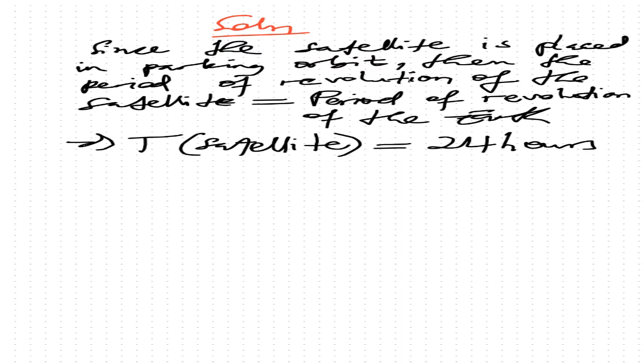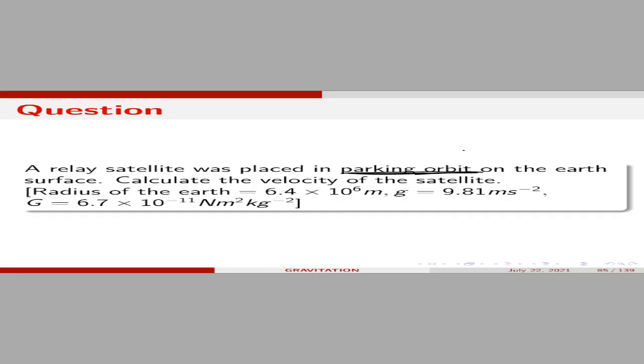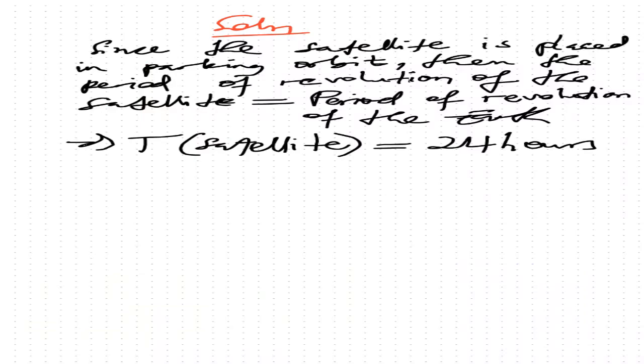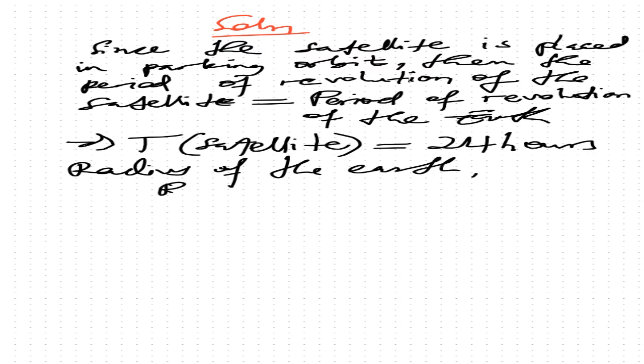So now my question. Let me list the radius, small g and big G, so that we can use them in our calculations. Okay, good. Radius of the Earth, and we know that this symbol is big R. This is 6.4 times 10 exponent 6.